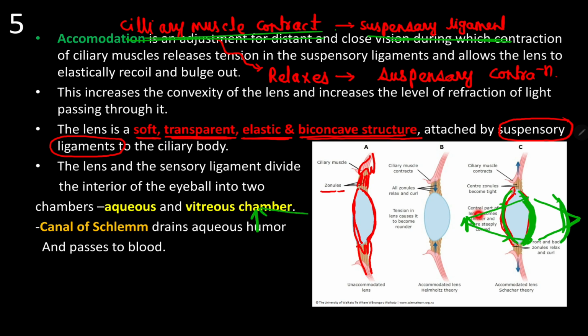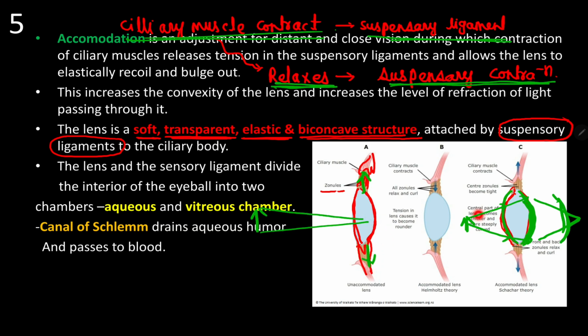Now the next situation, when the object is far. When the object is far, the light will be converging, and when light is converging the lens should not be very thick, it should not be globular, it should be thin. So for that, when the ciliary muscle relaxes, the suspensory ligament will contract, and when the suspensory ligament contracts, it will stretch the lens in both directions, and it will become thin.